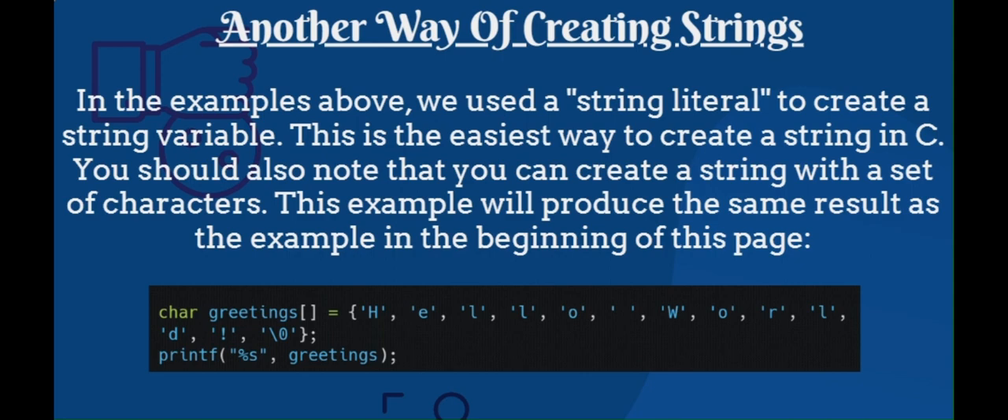Why do we include the \0 character at the end? This is known as the null terminating character, and must be included when creating strings using this method. It tells C that this is the end of the string.